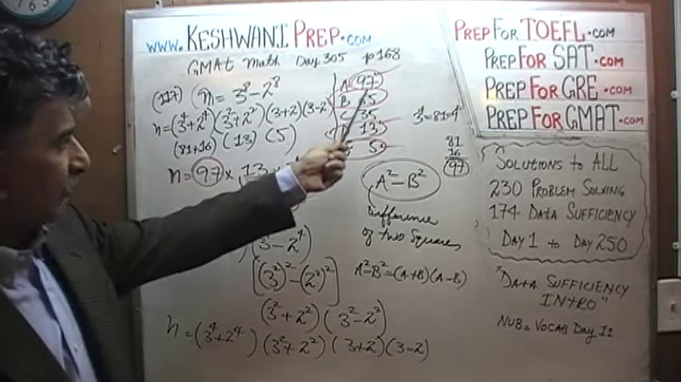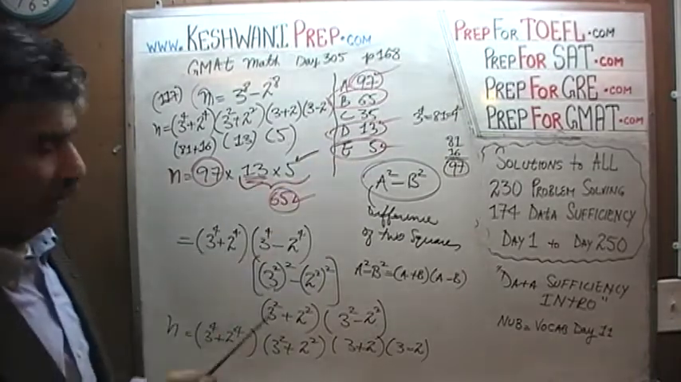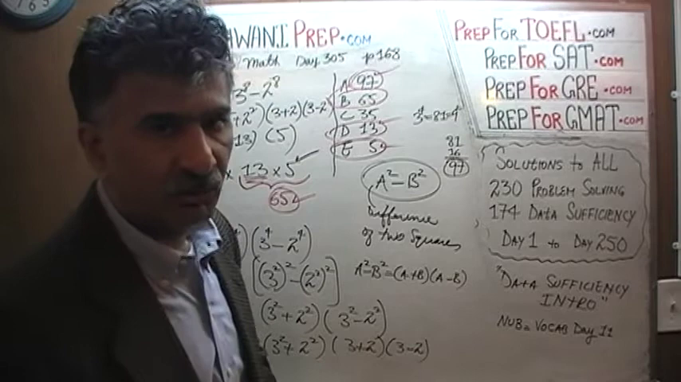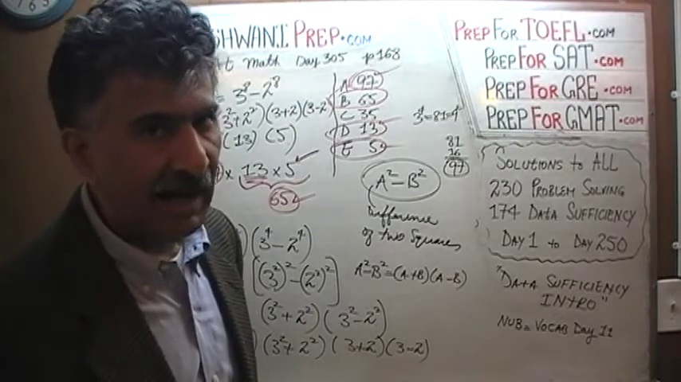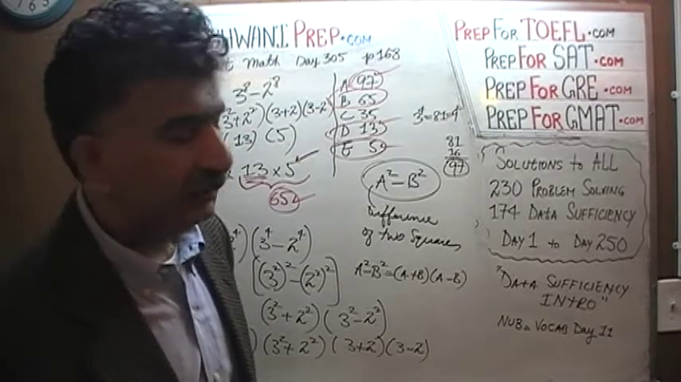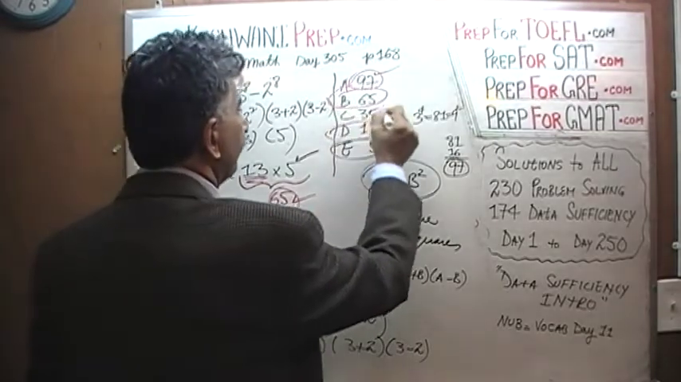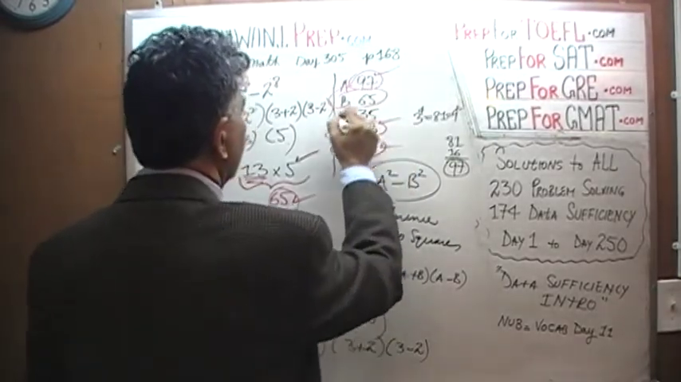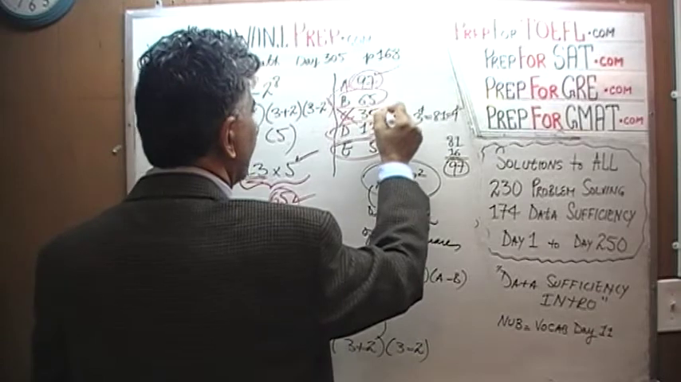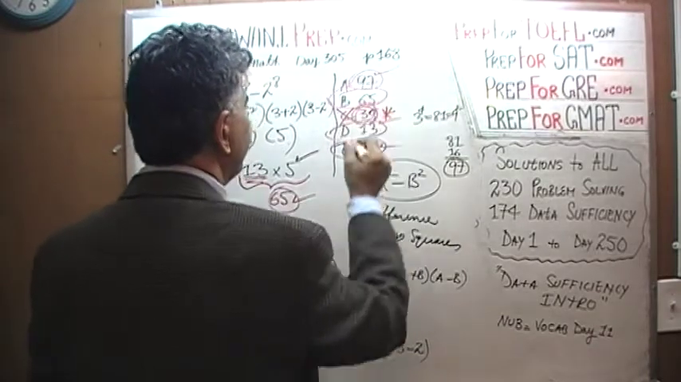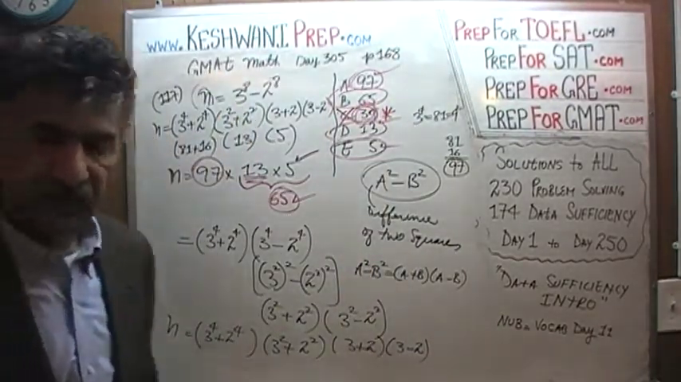The only number out of these 5 which is not a factor of n, that was the question. The question was, which of the following is not a factor of the given quantity n? The answer is 35. 35 is not a factor. This is our answer.